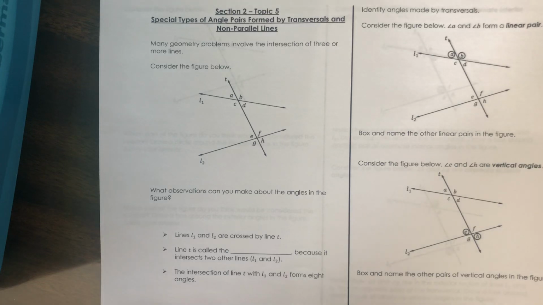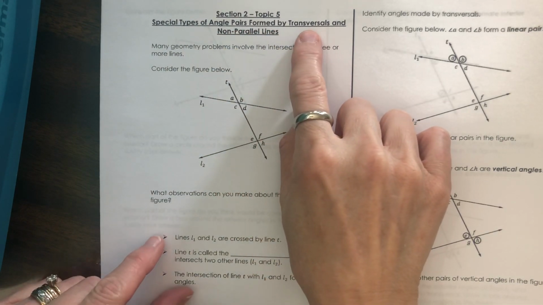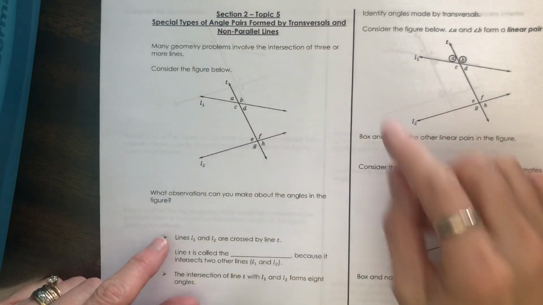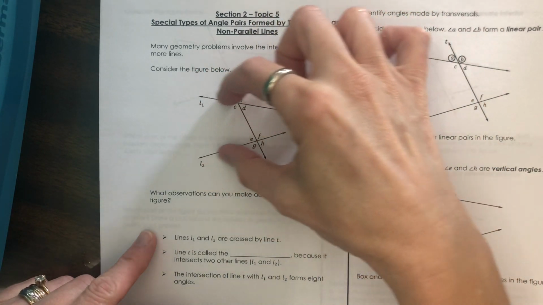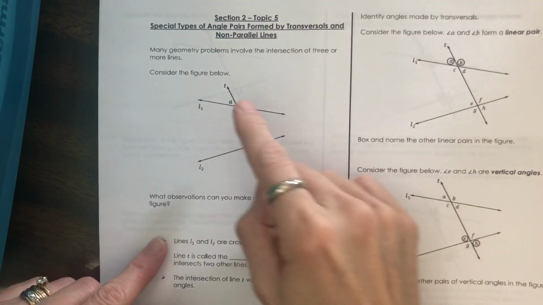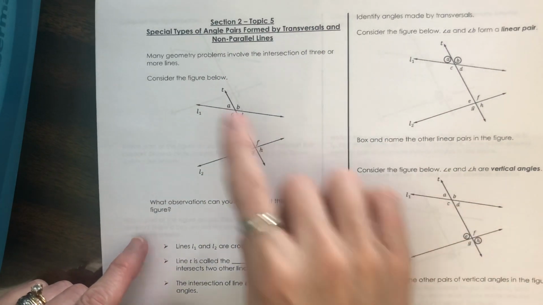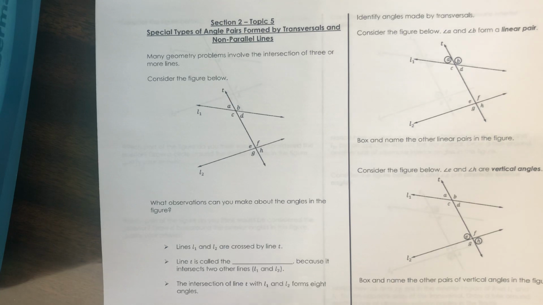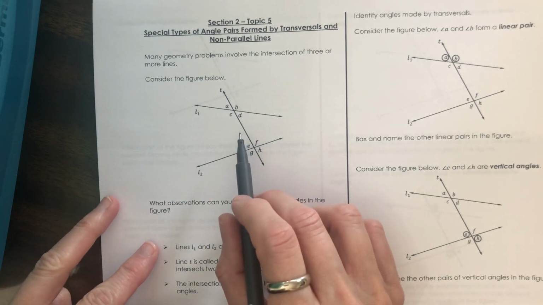All right, this is section 2, topic 5, special types of angle pairs formed by transversals and non-parallel lines. So here we've got two lines right here that are the non-parallel lines that they're talking about. And this one that's cutting across them is called the transversal. Many geometry problems involve the intersection of 3 or more lines. What observations can you make about the angles in the figure?